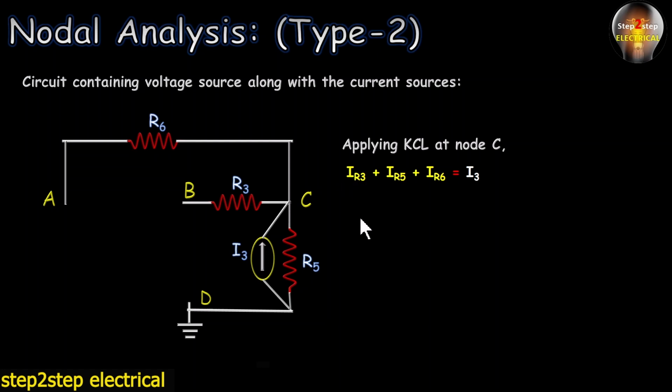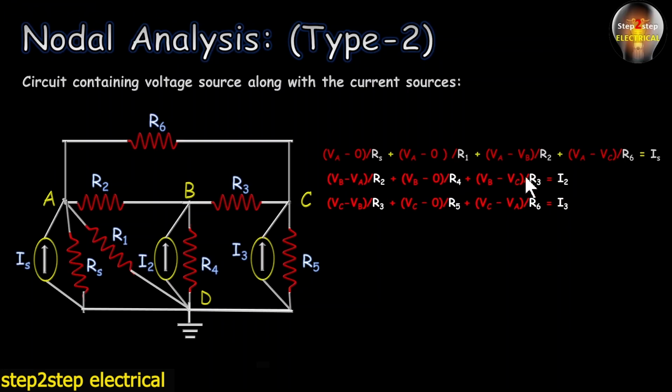Now it's time to replace this KCL equation with its equivalent value, and here it is Vc minus Vb upon R3. This is the R3 resistor, and current I3 is flowing from C to B, so we can write Vc minus Vb upon R3. And for IR5 we write Vc minus 0 upon R5, since Vd is equal to 0, and for IR6 we write Vc minus Va upon R6, which is equal to I3. So we have also obtained the third equation.